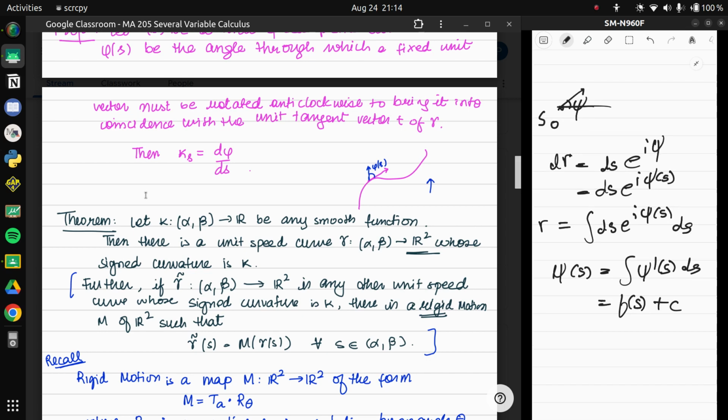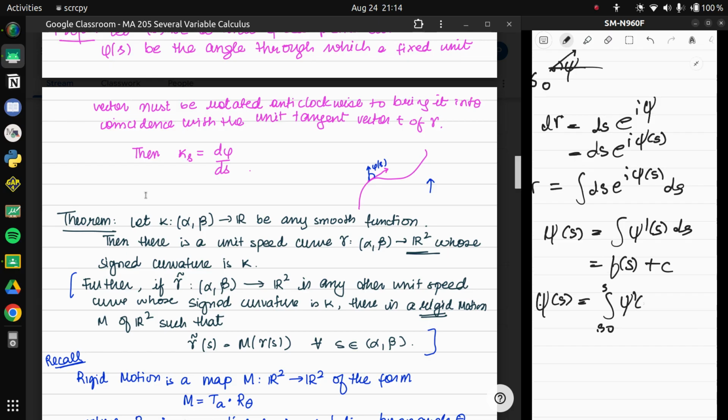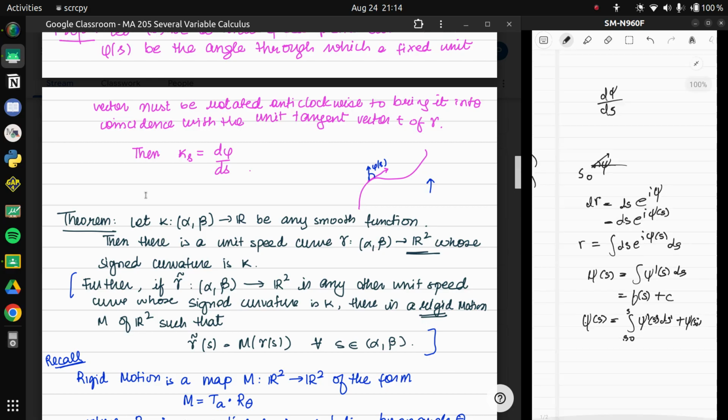This is really hard to show. What do I do? I guess you can do something like this. Let's just say that psi of s is equal to the integration from s naught to s of psi dash of s ds. So this is just like all the changes added up at the same time plus psi of s naught, right. I'm just going to use s dash over there because why not, a dummy variable.